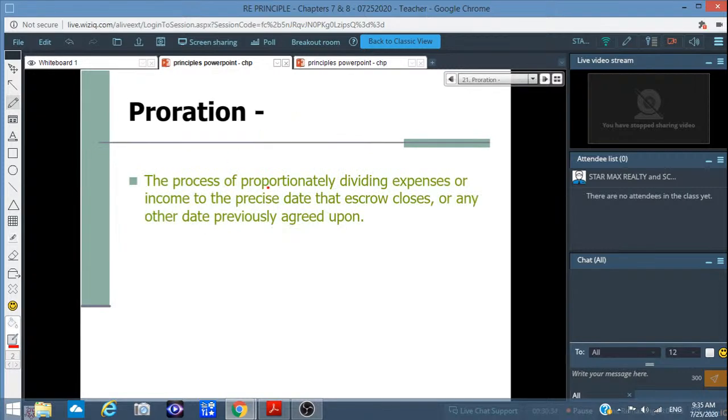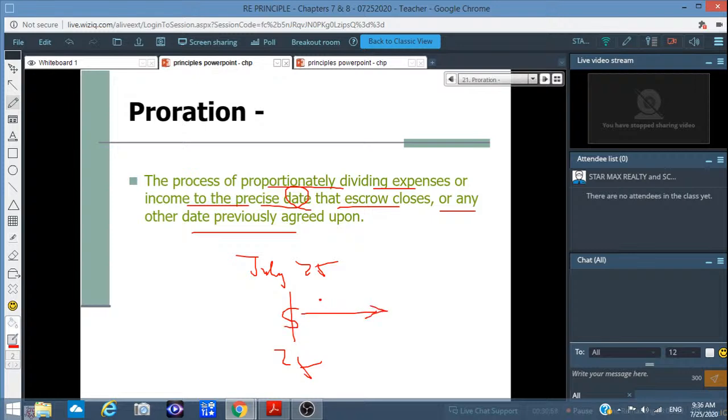Alright, it's the process of proportionally dividing the expenses and income to the precise date that the escrow closes or any other date previously agreed upon. Okay. So today is what, July 25th, right? If you close today, right? 25th is still the seller's possession. Okay, anything after that, okay, that's the buyer.